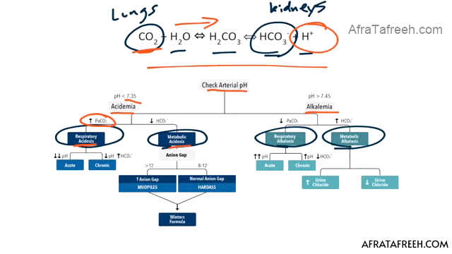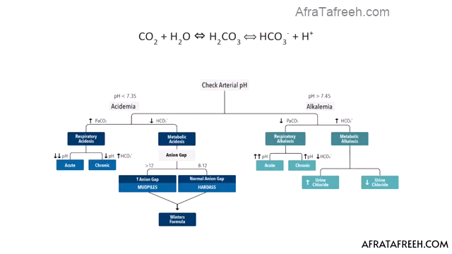Now let's walk through the other examples. Let's say the patient now has a metabolic acidosis. We've checked the pH and it's less than 7.35, so we know the patient has an acidosis. We also know there are only 2 types of acidemias, so we now need to determine if the patient has a respiratory acidosis or a metabolic acidosis.